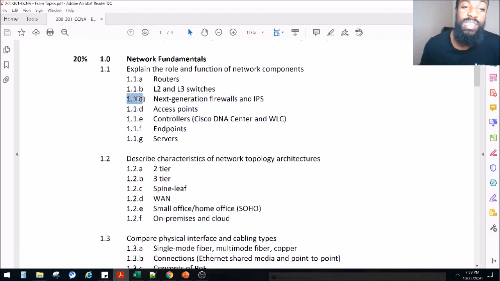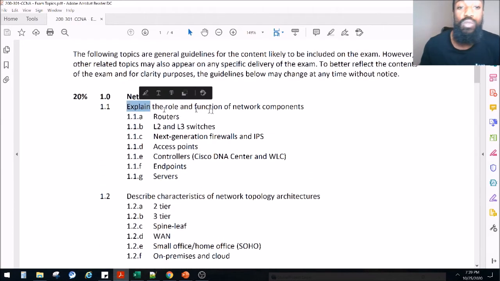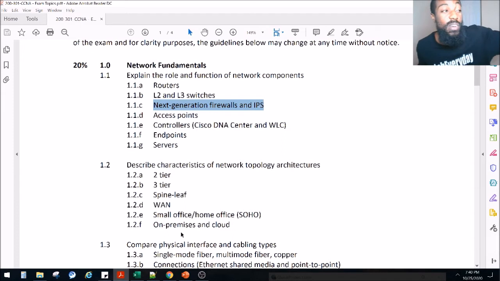Again, this is section 1.1c, and we only need to explain the role and functions of these two components. But remember, next video, we're going to get our hands dirty as well. So what is a next generation firewall and IPS? Well, basically, a firewall is a device that protects your network. In short, it's just a device that usually sits on the outside of your network and protects it, because you know there are all kinds of threats out on the internet, right?